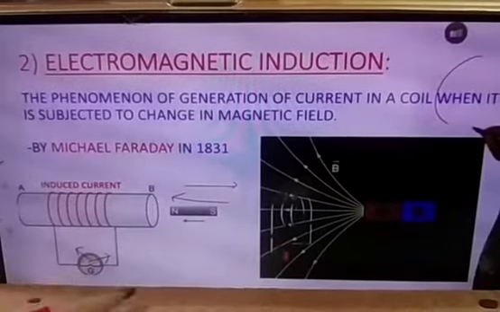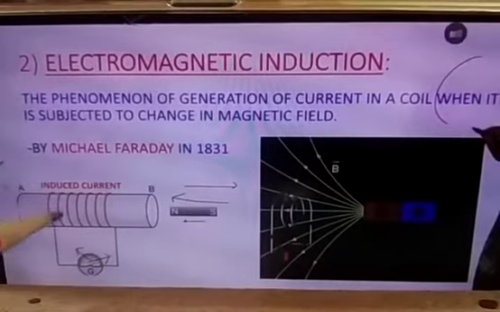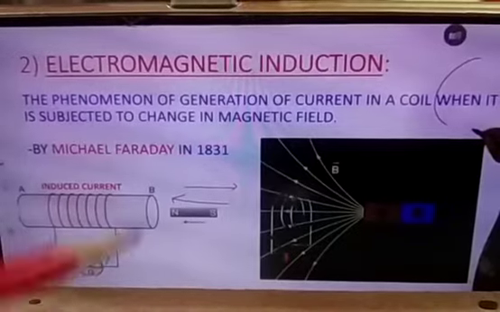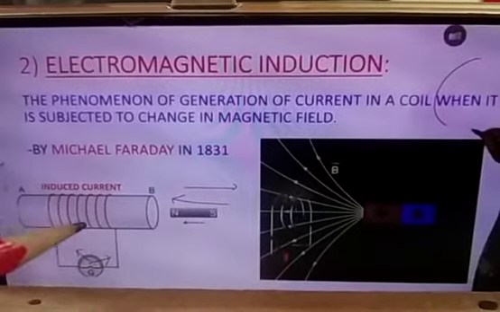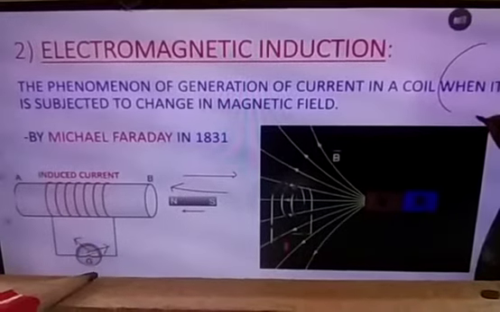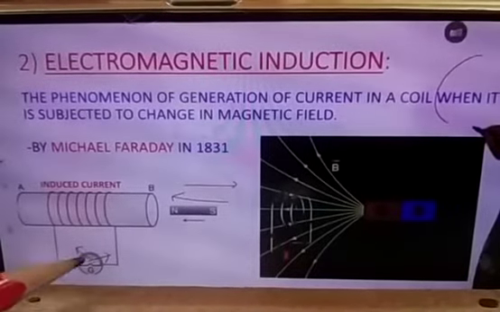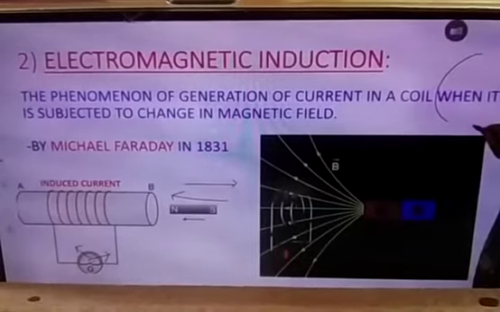If it is moving, it is making the current. The current is passing through this induced coil. The induced coil is nothing but a metal on which they have wrapped copper wire, and it is attached to the galvanometer to check whether the current is passing or not. This meter will show us the current is passing through it.